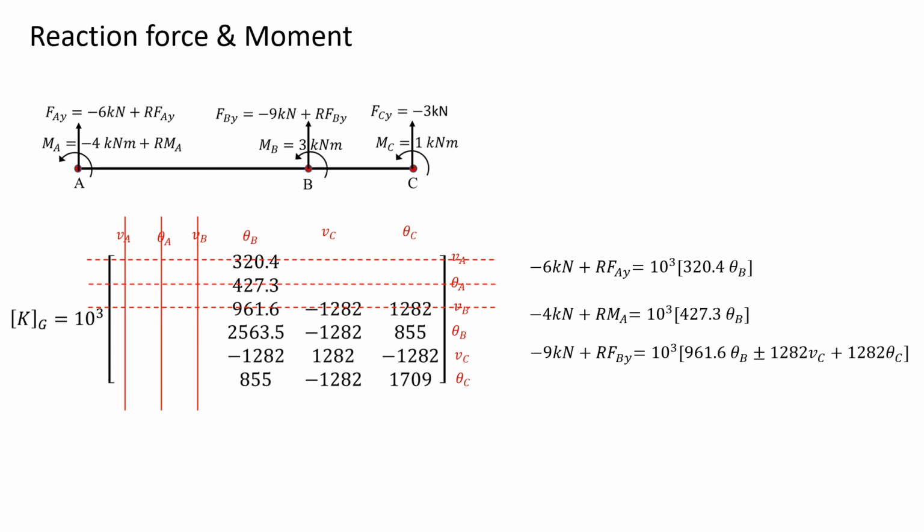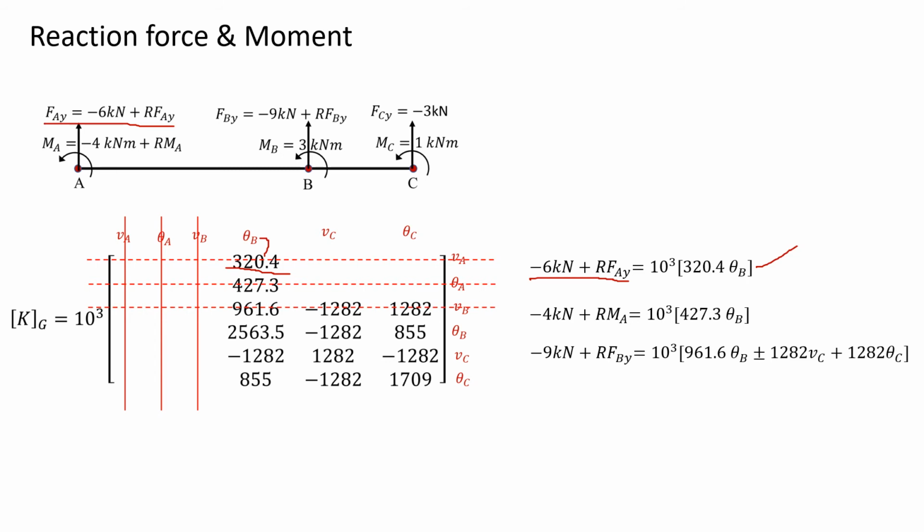for example at point A, we have this equation: negative 6 kilonewton coming from the distributed loads plus the reaction. So do not forget this value. FAY is equal to this one, which is equal to this line. In this line we have 320.4 times theta B. That's why we have this equation.